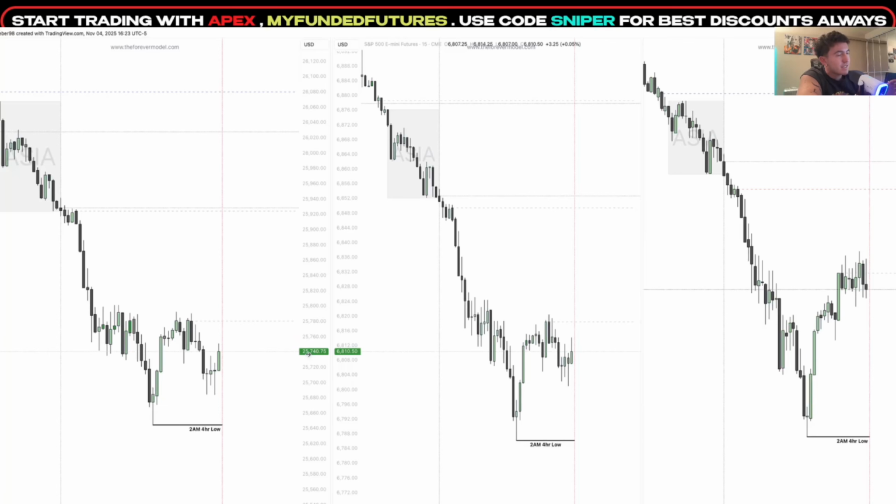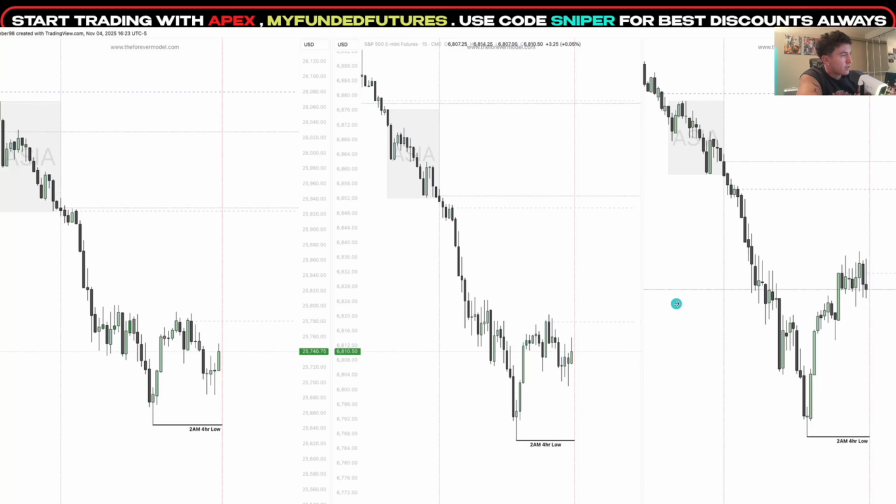Now, my idea for what was going on in this day, I wanted to see the 2 a.m. 4-hour low get ran, create an SMT on that 4-hour chart to then trade price higher back into the range. That was my idea going into the day to catch a long position, trading back to 50% of the daily range on NQ, ES, or the Dow Jones.